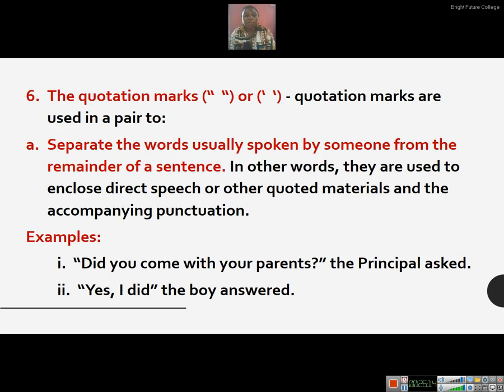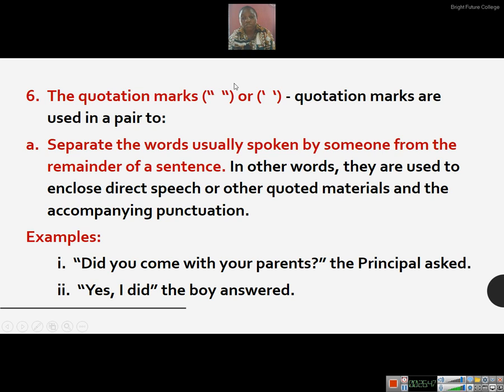Okay. Now, number 6, we have the quotation marks. The quotation marks come in pairs. That means open and close quotation marks. It can be written this way. We have two here, two here, and then two behind. Two here to open the quoted sentence or the quoted statement, and then two here to close it. Or you could use one at the beginning and one at the end, but they are always used in pairs.